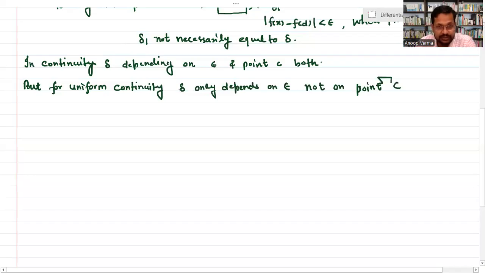So you can easily say this delta looks like delta of epsilon. It means depending on epsilon. And when you are writing delta depending on epsilon and the point c, this is the notation some authors use. Okay, so let's see the formal definition of uniform continuity.